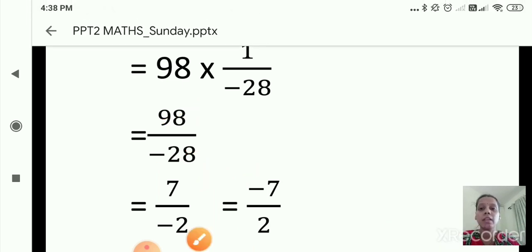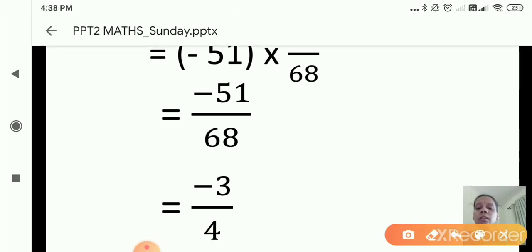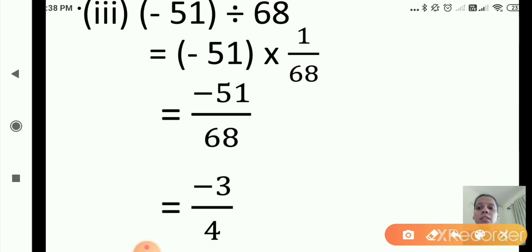Now the next sum is the third one, minus 51 divided by 68. So minus 51 and 68, both the numbers are there in which table? That is the 17th table. 17 3s are 51 and 17 4s are 68, right? So the answer is minus 3 upon 4.